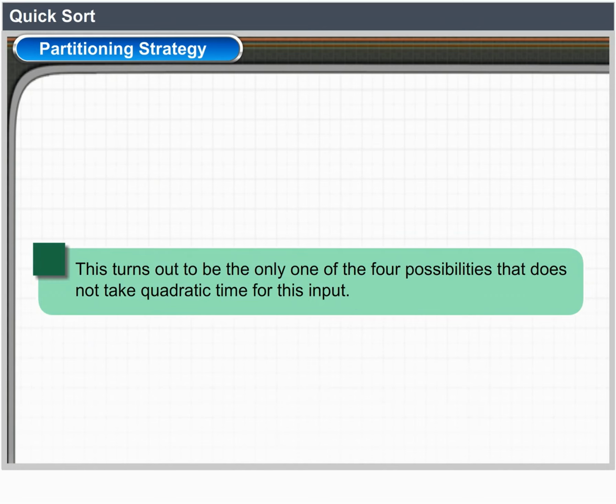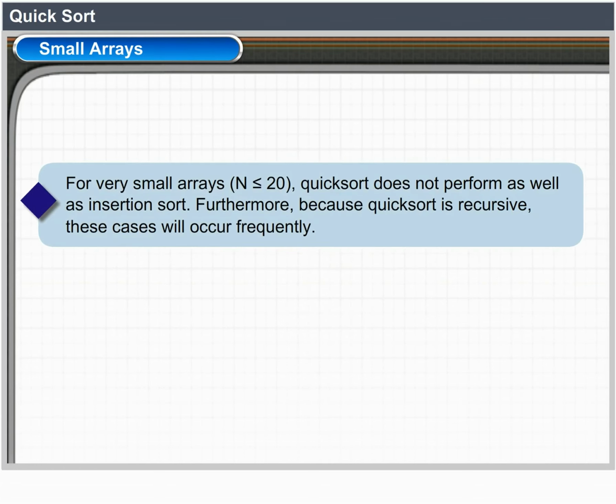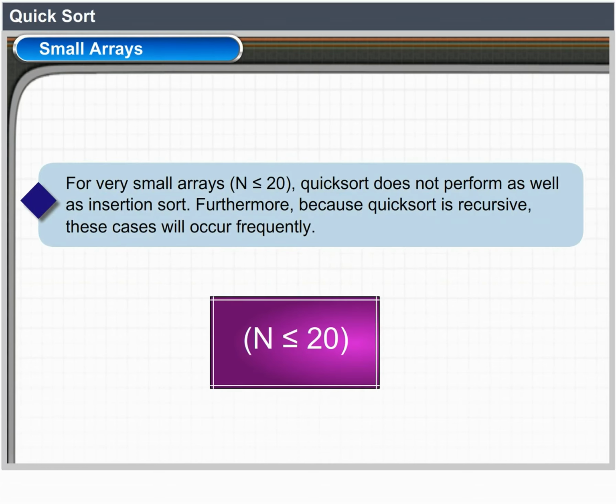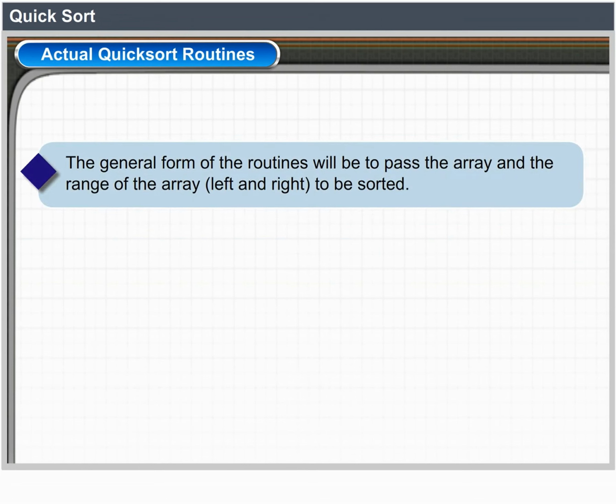Small arrays. For very small arrays, n less than or equal to 20, quicksort does not perform as well as insertion sort. Furthermore, because quicksort is recursive, these cases will occur frequently. Actual quicksort routines. The general form of the routines will be to pass the array and the range of the array, left and right, to be sorted.